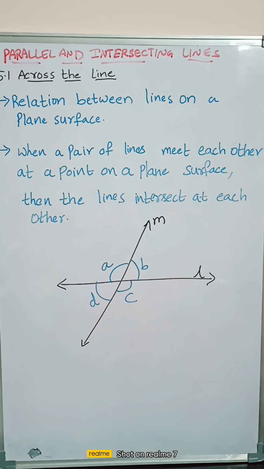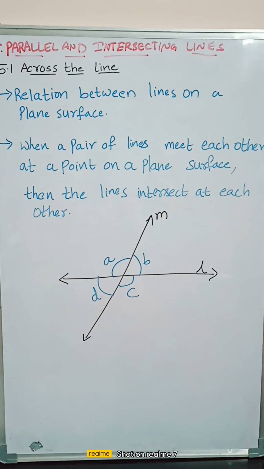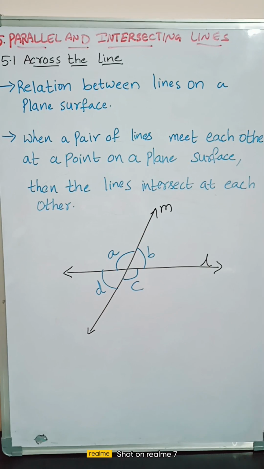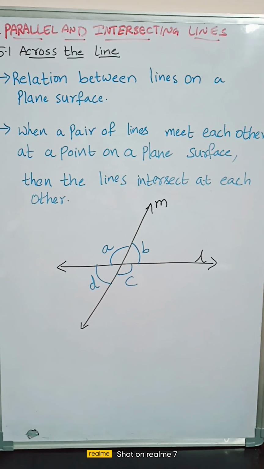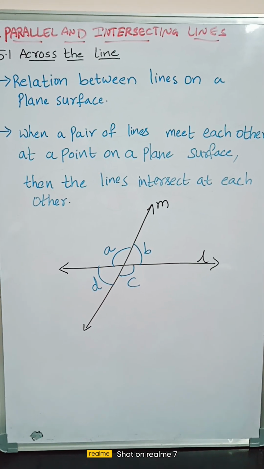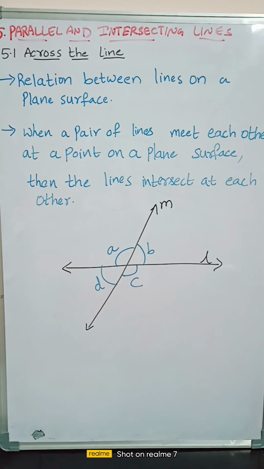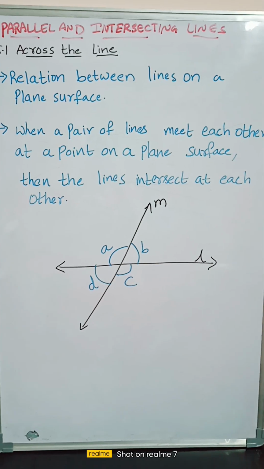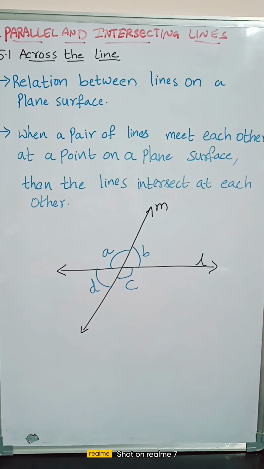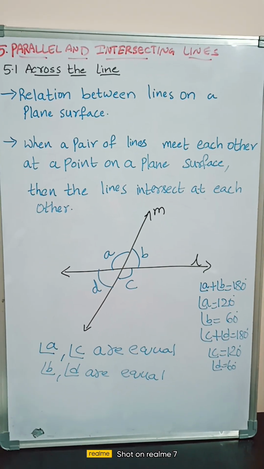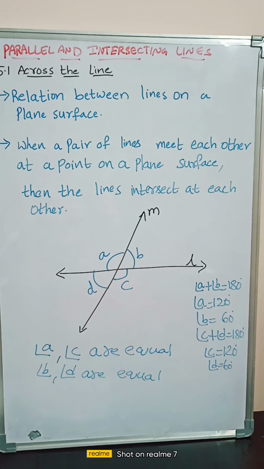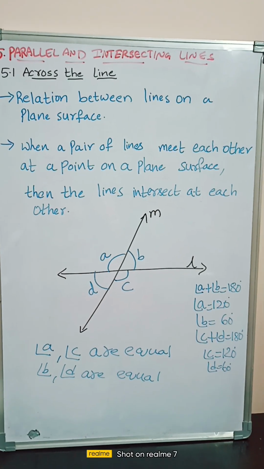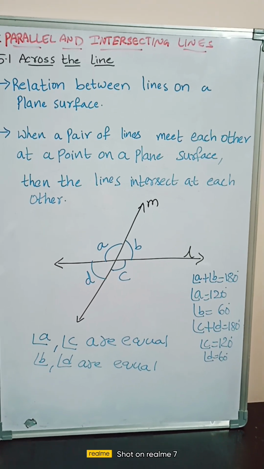Line L and line M intersect at each other where four angles are formed, A, B, C, D. So when two lines intersect, four angles are formed. Here angle A and angle C are equal. Angle B and angle D are also equal.